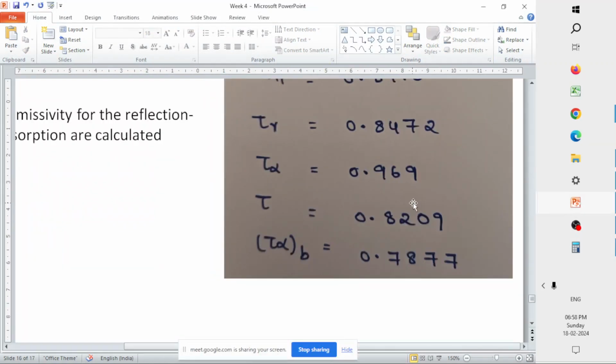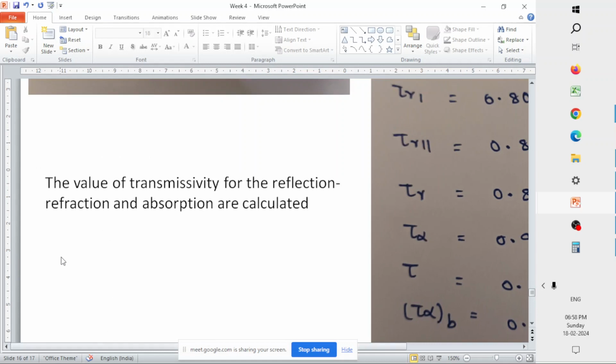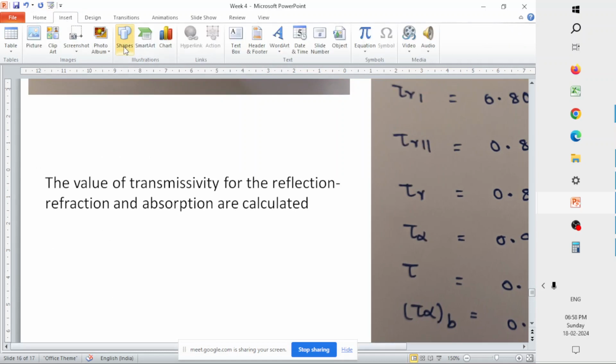So here we have taken the tau alpha b value and we get it as 0.7877. You need to follow entirely the same process, but one different thing is that here the number of glass covers we have taken as 1. Let me just mention that.